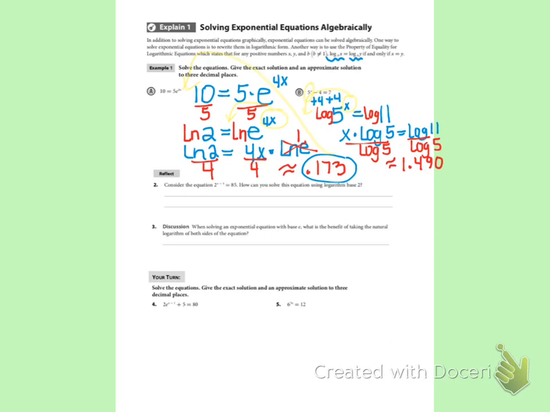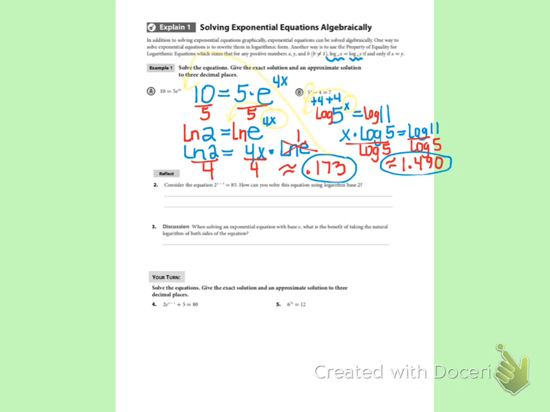So if I were to go back and plug that back in, 5 raised to the 1.490 power and subtract 4 from it, I get 7.001839, and that is pretty darn close to 7. So that is a check. That confirms it's approximately 1.490 for x.